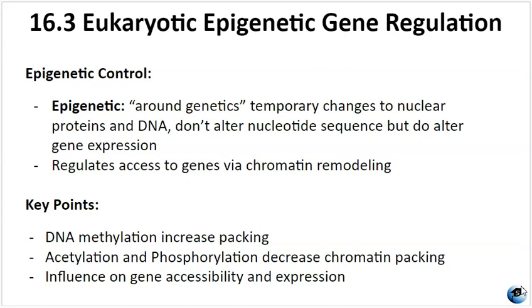On the other hand, acetylation and phosphorylation are epigenetic modifications that decrease chromatin packing, and these changes make the DNA more loosely wound around the histone, so it's more accessible to transcription factors and RNA polymerase, and that promotes the expression and activates the genes.